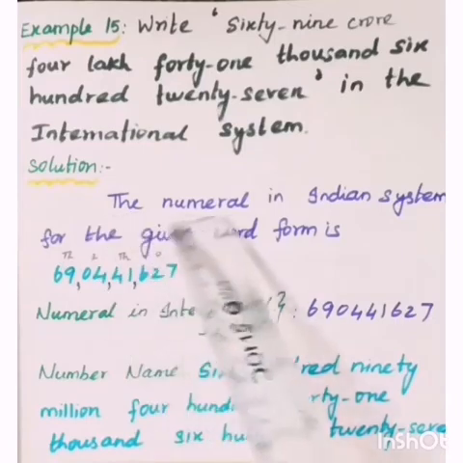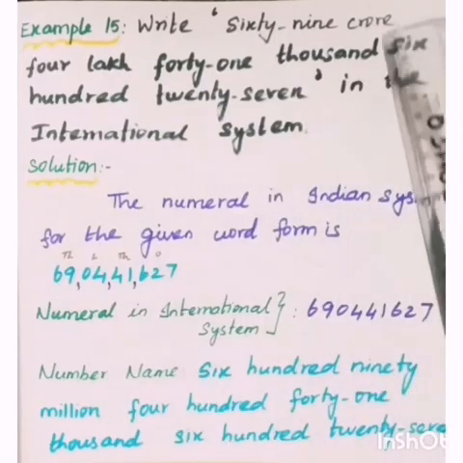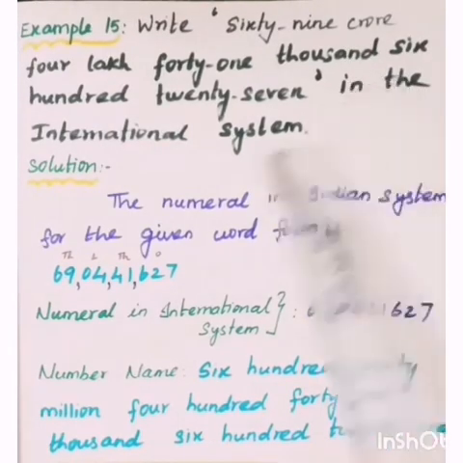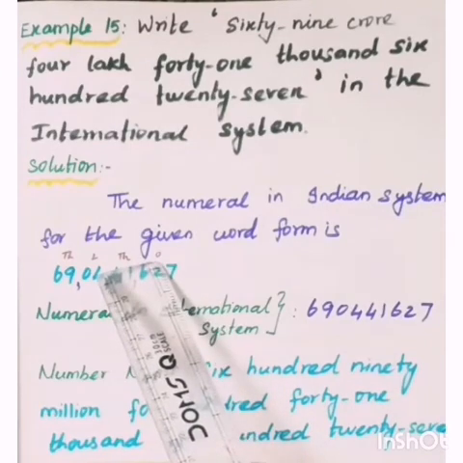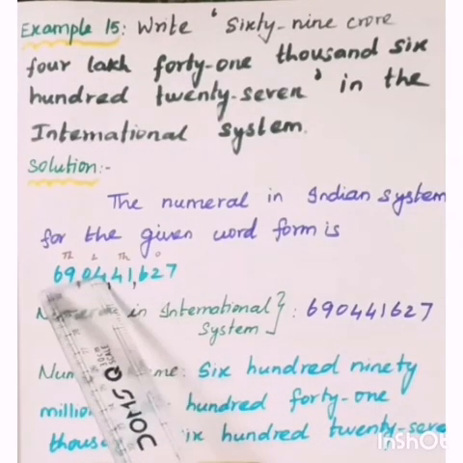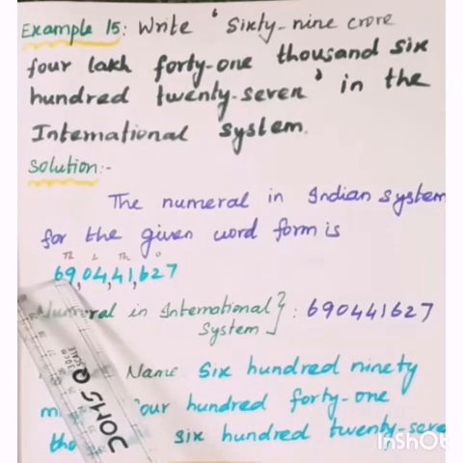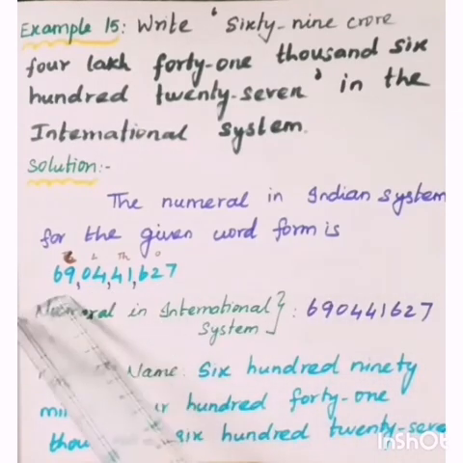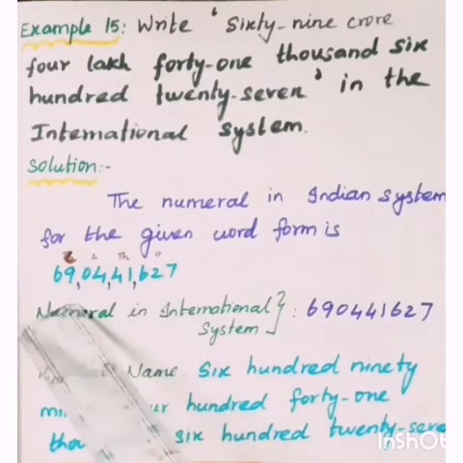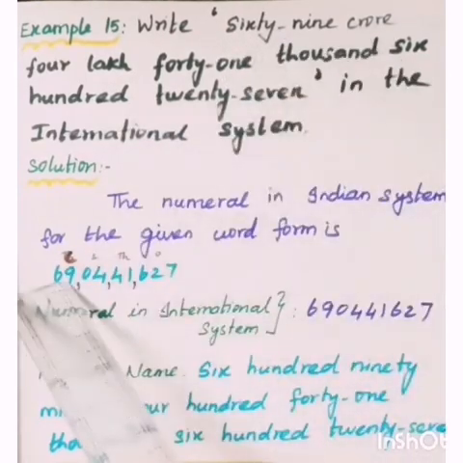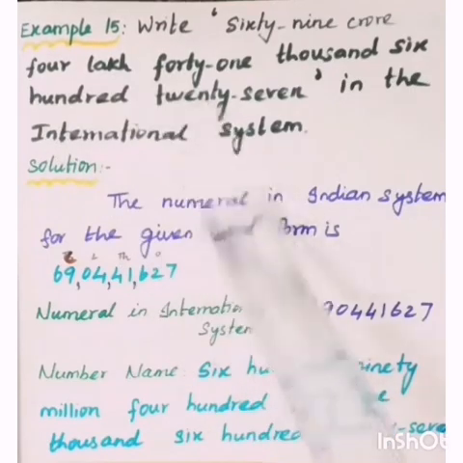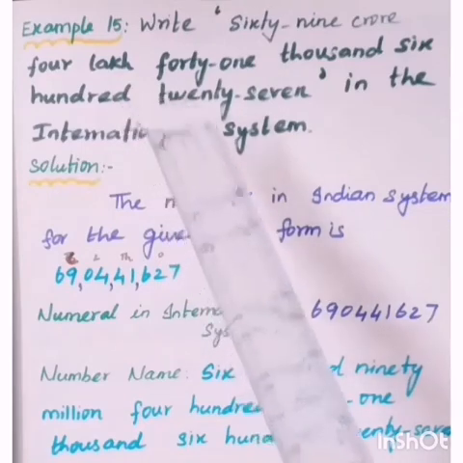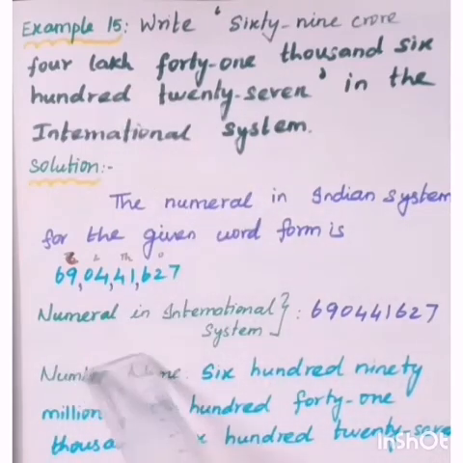Solution. First, the numeral in Indian system. Numeral means you have to find the number. First of all, you put the periods: ones, thousands, lakh, crore. Here what is given? 69 crore. So put 69 here. Next 4 lakhs in the thousand period. Next 627. Okay.